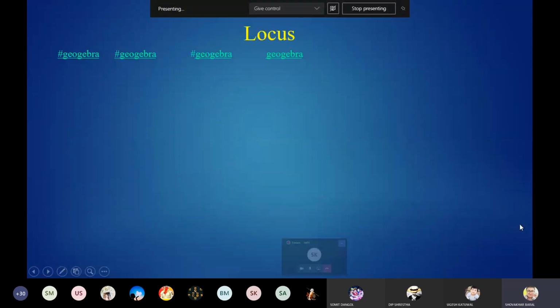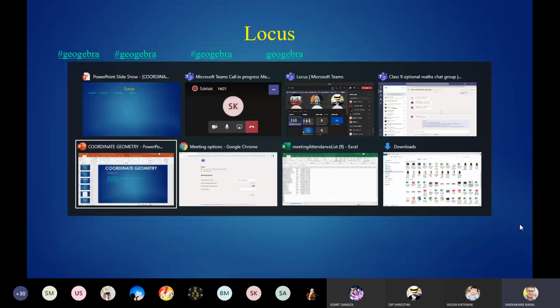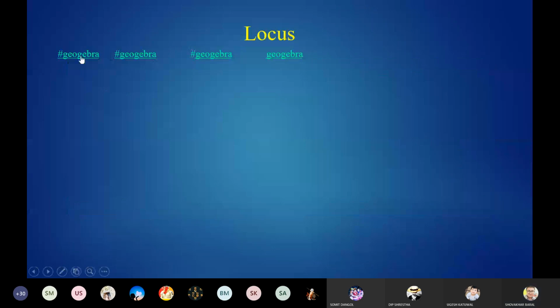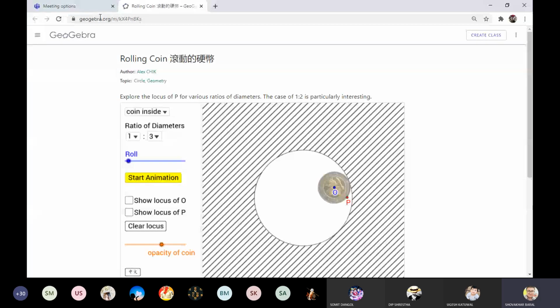Okay, I think this is displayed on your device. So, okay, let's go to what this locus actually means. Let's go explain it.